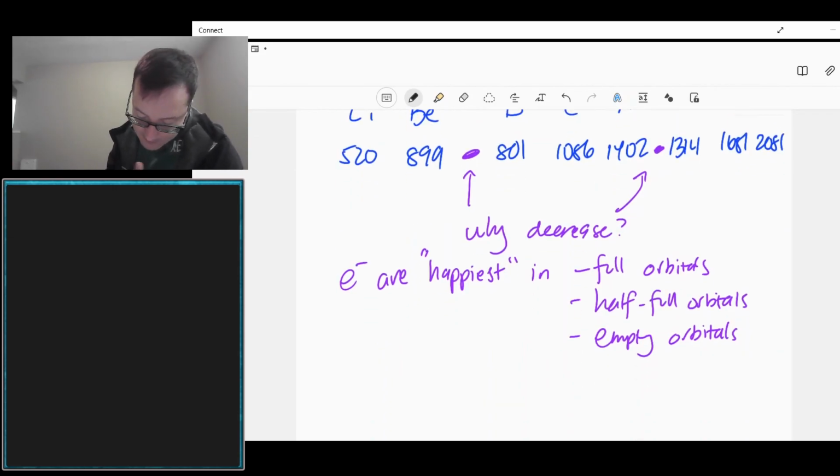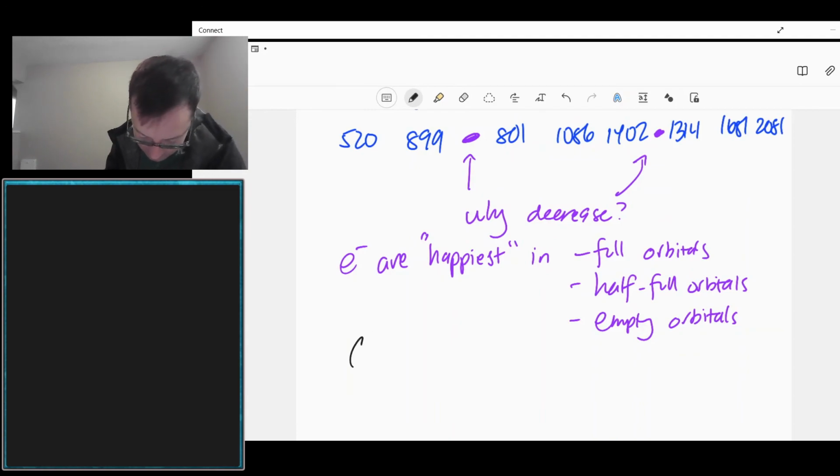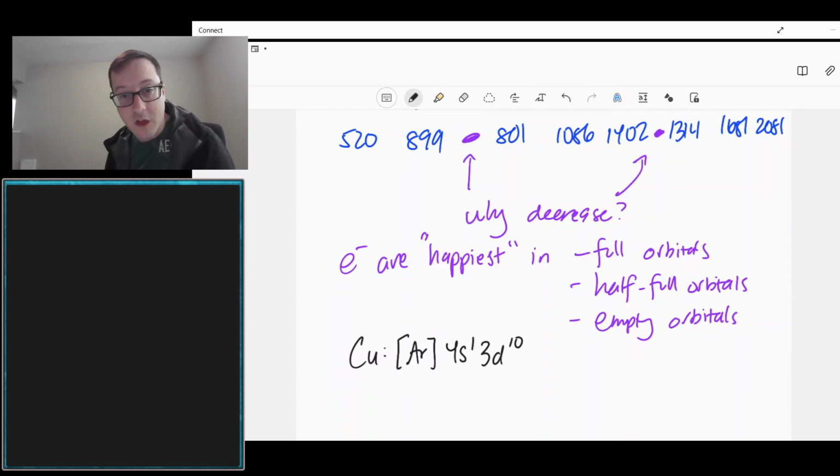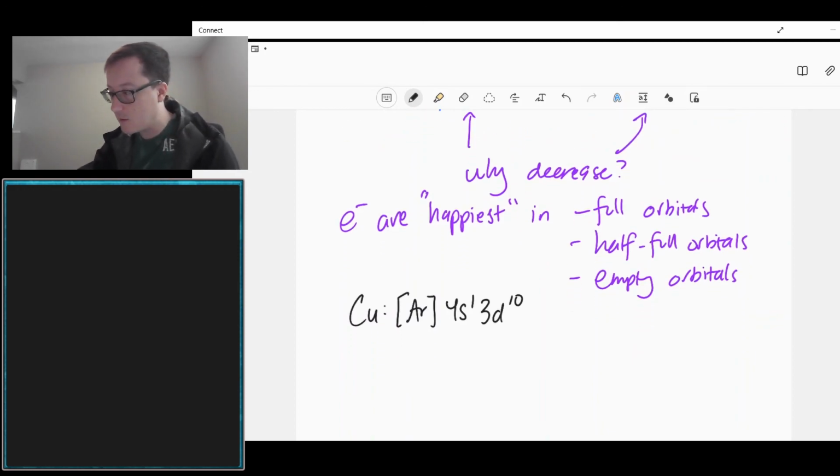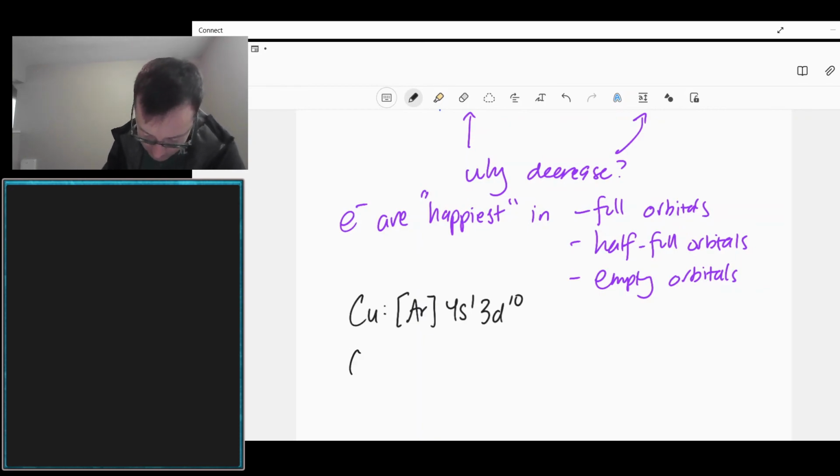And interestingly enough, this is the same reason that some atoms have bizarre electron configurations. Like copper actually takes the configuration of 4s1 3d10 because it gives it a full d orbital. That's why this is a little bit strange. If you look these up, you'll see. What's another one? I think chromium is another example. It does something interesting.